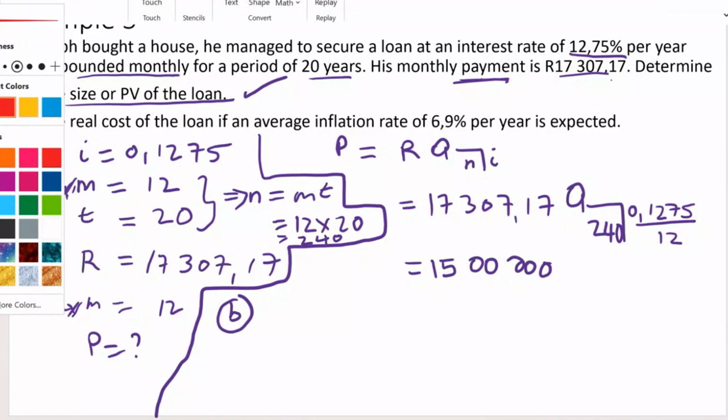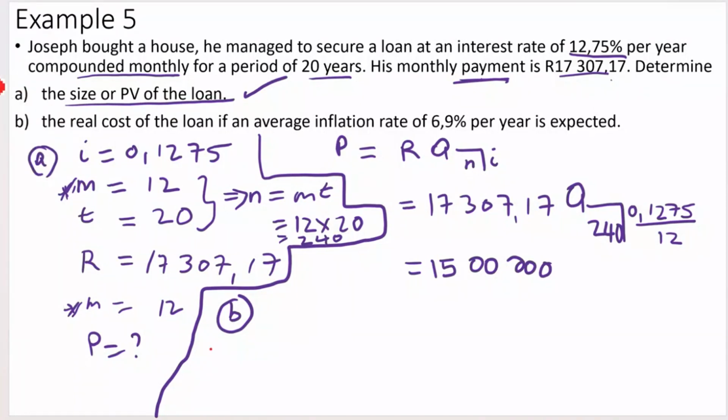Let us look at number B. Number B, you are asked to calculate the real cost of the loan if the average inflation rate of 6% per year is expected. So now there is inflation and you need to calculate the real cost. So what is the formula for the real cost of the loan?